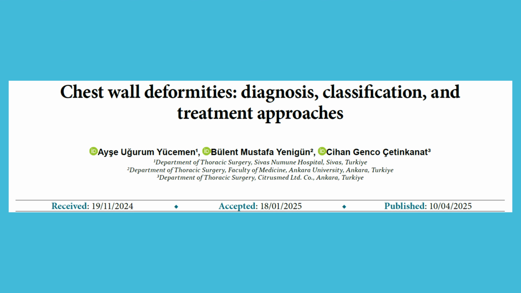Chest wall deformities, diagnosis, classification, and treatment approaches. Ice Uguram Usman, Bulant Mustafa Yenegun, Chihan Janko Satinkanat.